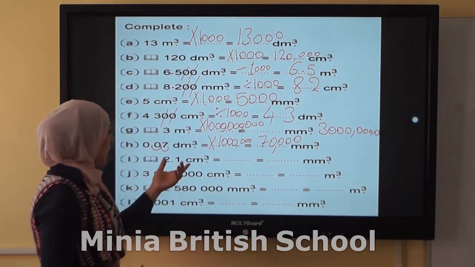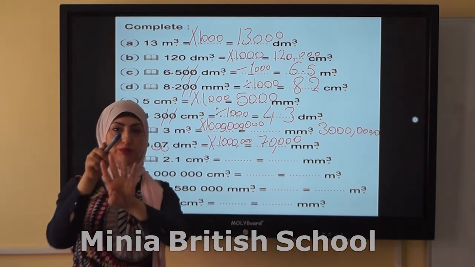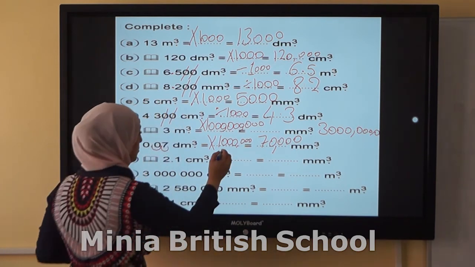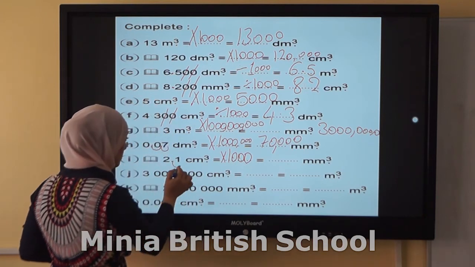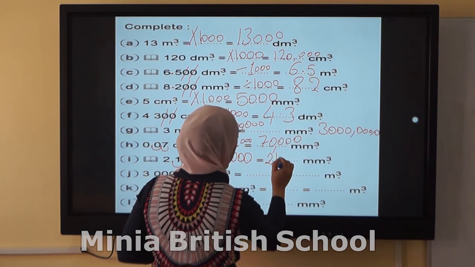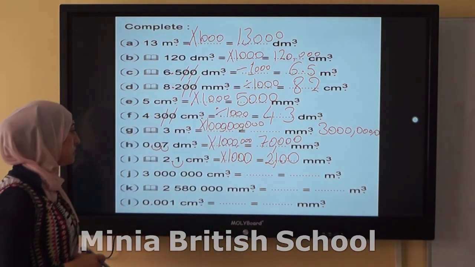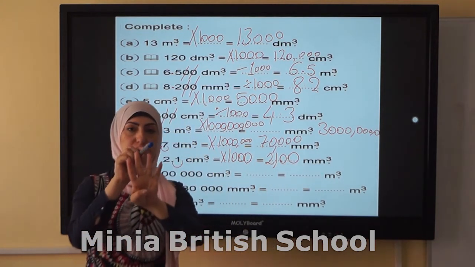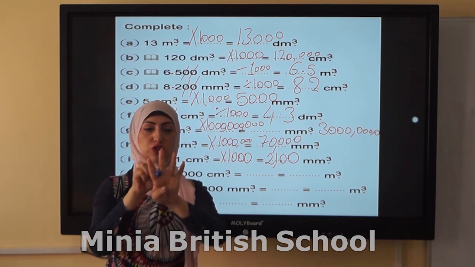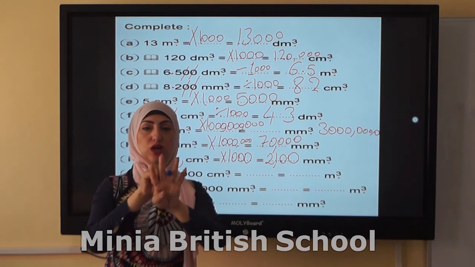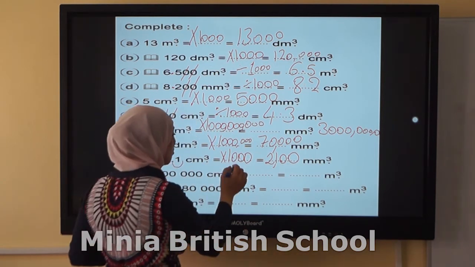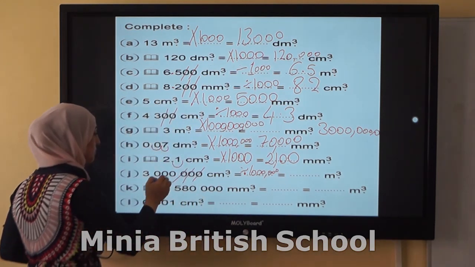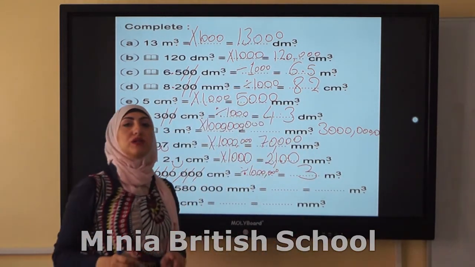The next one here, I want to convert from cubic centimeter to cubic millimeter. So, cubic, it would be 1,000. So, multiply by 1,000. This is 1, then 2 zeros. So it would be 2,100. Here, 3 million cubic centimeter, I want to convert it to cubic meters. From centimeter to meter, there is 100. Cubic centimeter to cubic meters, so 100 times 100 times 100, so it will be 1 divided by 1 million. Here, 3 million divided by 1 million, so it will be 3 cubic meters, okay?